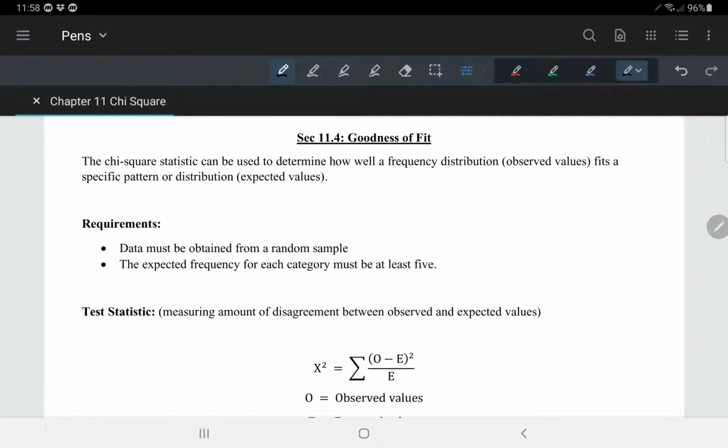Fit test. This is a chi-square test, and the chi-square statistic can be used to determine how well a frequency distribution that we are given of observed values fits a specific pattern or distribution. These are what we expect to find. There are some requirements to use the goodness of fit test. Data must be obtained from a random sample, and we need the expected frequency in each category to be at least 5.